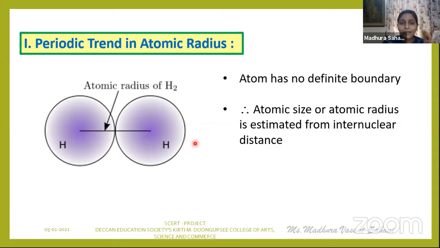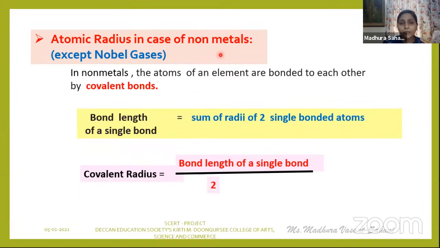Now, atomic radius can be calculated in case of non-metals as well as metals. Out of this, first we are going to learn the atomic radius in case of non-metals, that is, except the noble gases. Please remember that in the case of non-metals, the atoms of the elements are bonded to each other by covalent bonds. And therefore, the bond length of a single bond is equal to the sum of the radii of the two single-bonded atoms. Hence, covalent radius or atomic radius is equal to the bond length of a single bond divided by 2. Now, let us elaborate this point with the help of examples in the next slide.